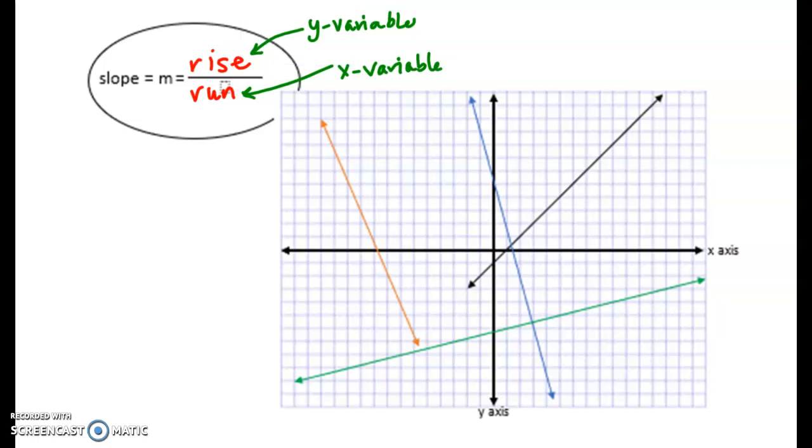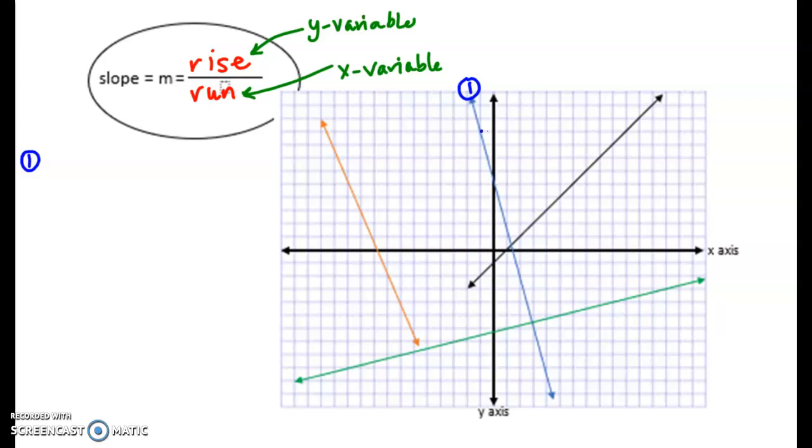Okay, so let's have a look at the first line, the blue line on the screen in your notebook, this line that I've labeled number 1. And let's look at counting the rise and the run of that line. Now, from looking at it, we know that the slope will be negative, right? The line is going down.